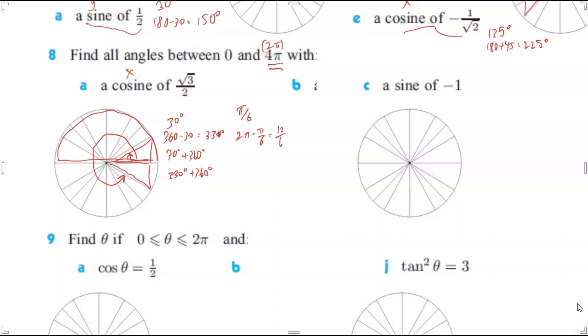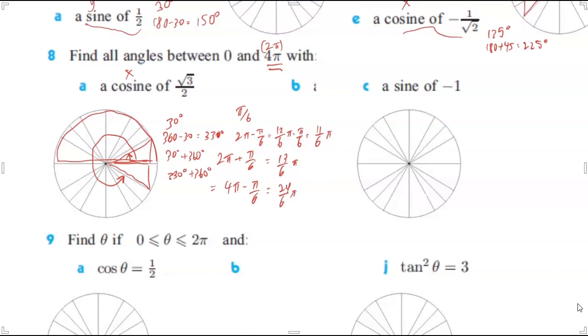12/6 pi minus pi over 6, which is equal to 11/6 pi. And 30 degrees plus 360 degrees is 2 pi plus pi over 6, so that would be 12/6 plus 1/6 pi, which would be 13/6 pi. And then 330 degrees plus 360 degrees is 4 pi minus pi over 6. 4 pi, that would be 24/6 pi minus pi over 6, so that would be 23/6 pi.